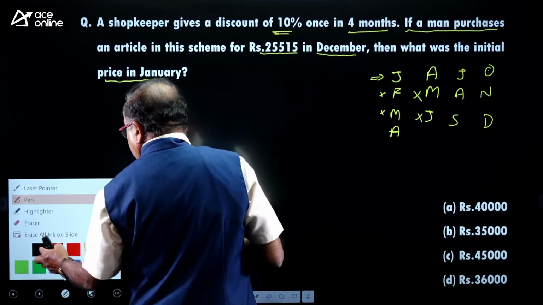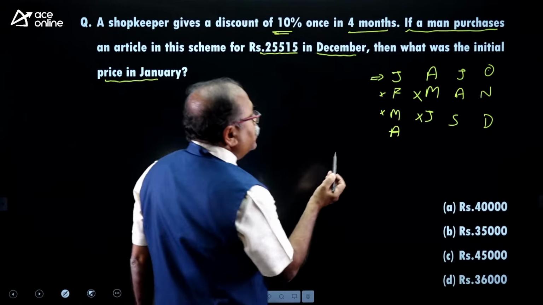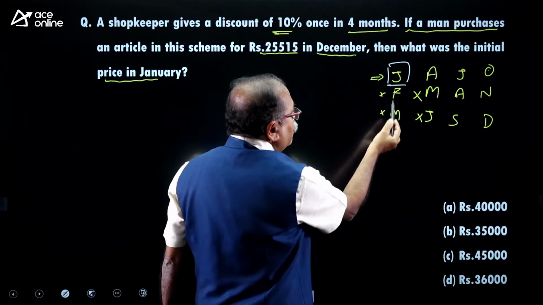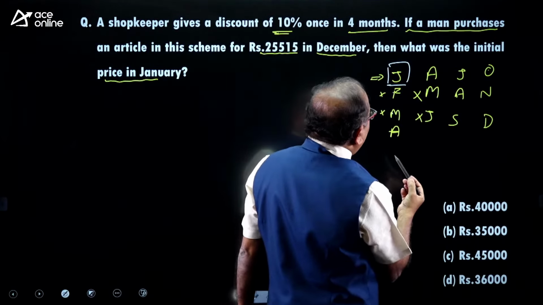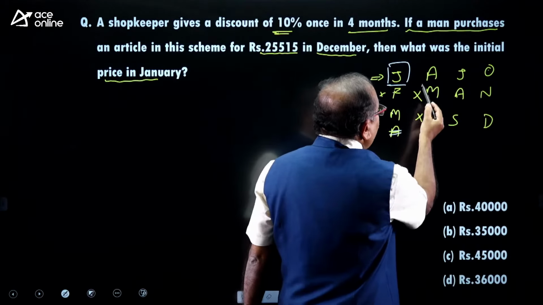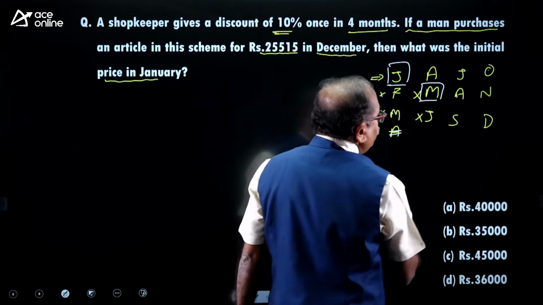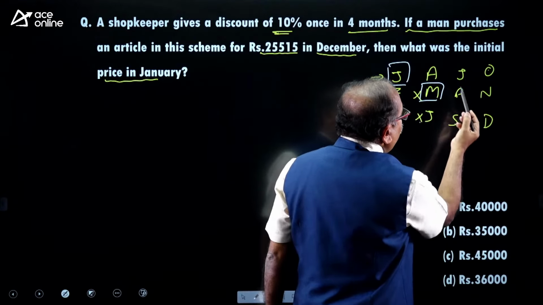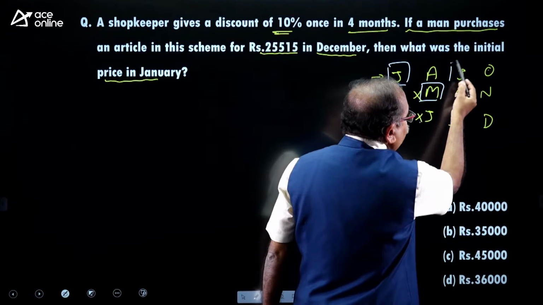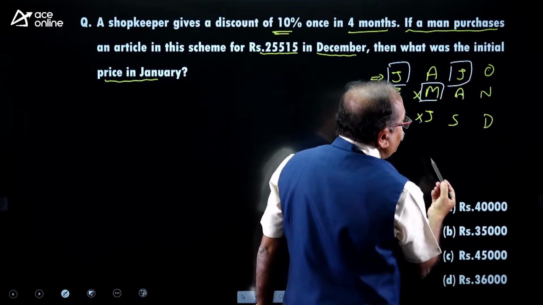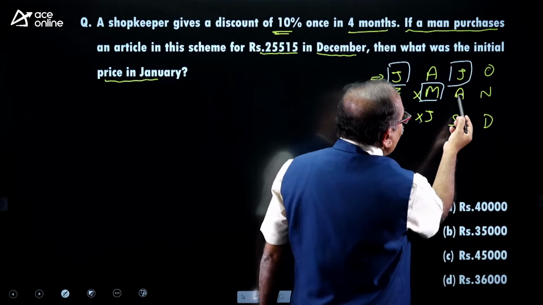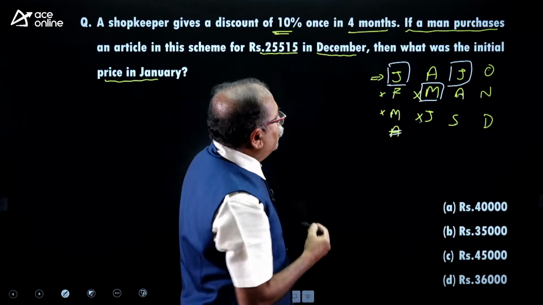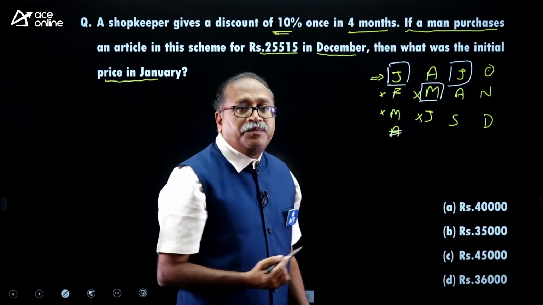So there is a mistake over here. If he gives a discount in the month of January, then 1, 2 and 3. Then again he will give the discount in the month of May. Then 1, 2, 3. Again he will give a discount in the month of July. Am I right? And again that is 1, 2 and 3. Then again, no. There is a slip here.